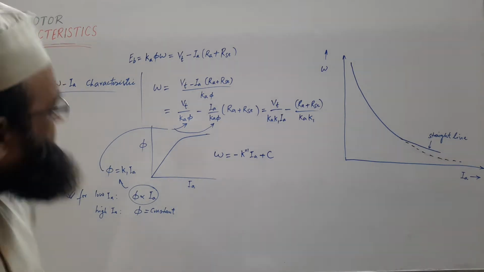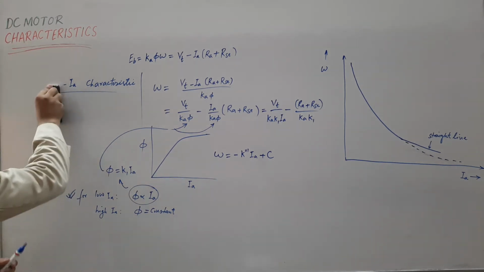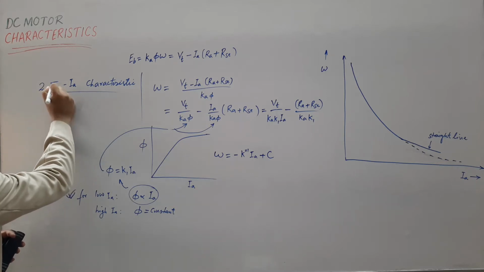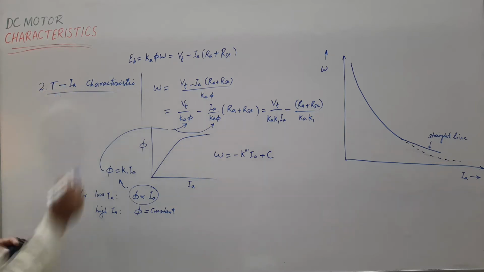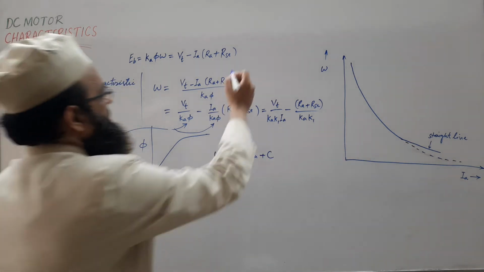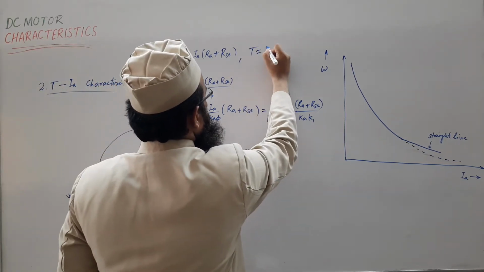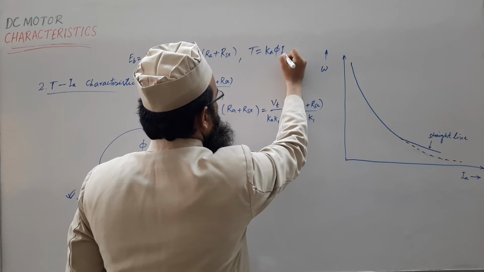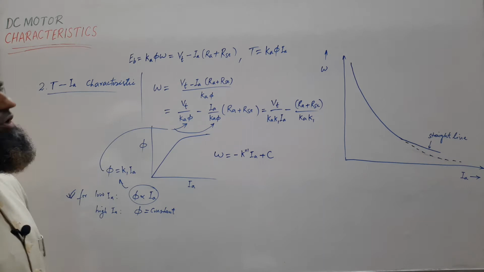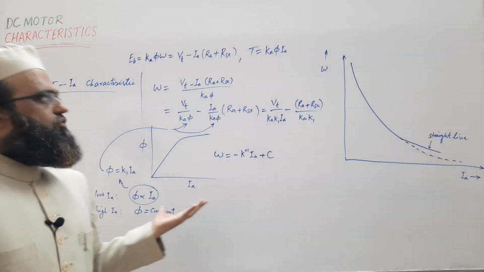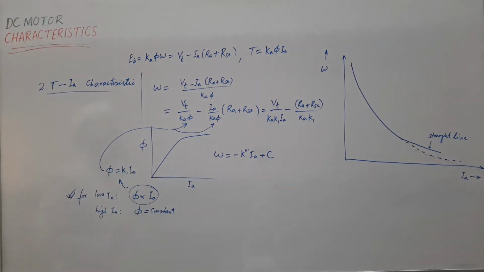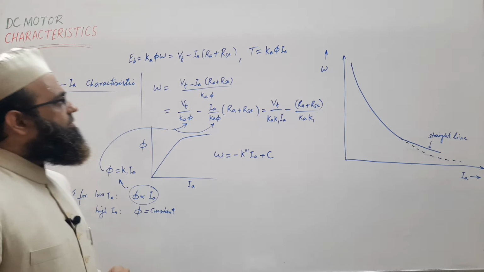Now, let us discuss the second one, torque versus armature current characteristic. For a DC series motor or any machine, we may write the torque equation as Ka phi Ia. We have derived this relation in our previous lectures also, we know it very well. If someone is new to this lecture, you are advised to first watch the previous lectures in sequence, so that you can understand each and every discussion in detail.